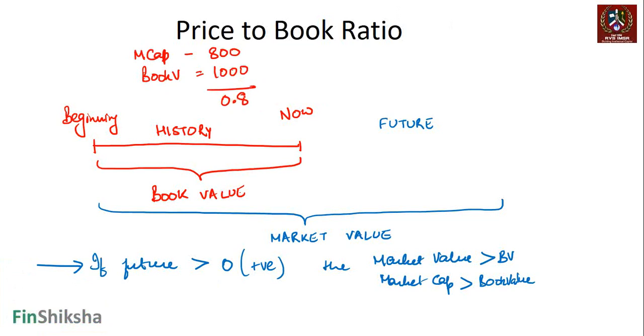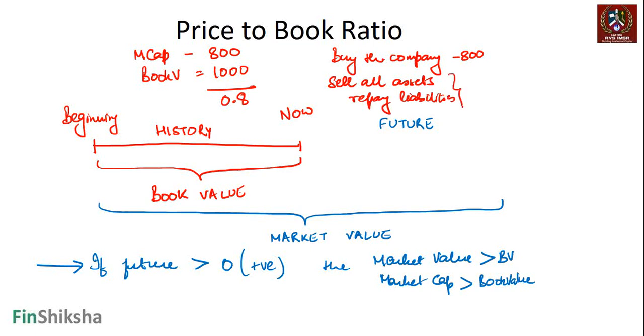Correct? Now, what are the possibilities here? If the market allows for it, what should an investor do? You should buy the company. What is the outflow if you buy the company? It's minus 800. You should sell all assets and repay the liabilities. Basically close down the company, right? What is the net inflow because of this? That will be equal to the book value, 1000 crore. So you spend 800 crore and you get 1000 crore. That's a riskless arbitrage of 200 crore, right?